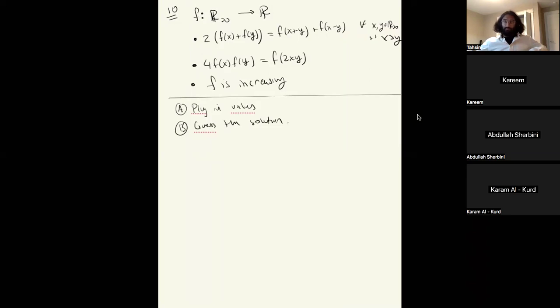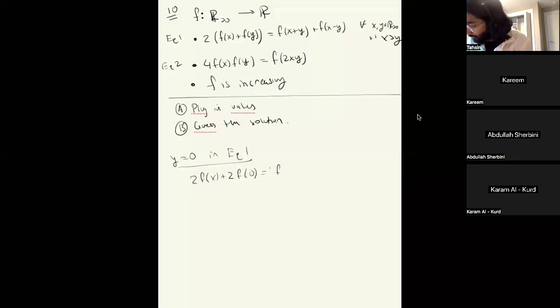We can plug into the first equation y equals 0. Okay, so let's put in y equals 0 into equation 1. Maybe let's label them: this is equation 1, equation 2. So this will tell us 2f of x plus 2f of 0 equals 2f of x. Good, and so that will tell us that f of 0 equals 0. So that's a good thing to know.